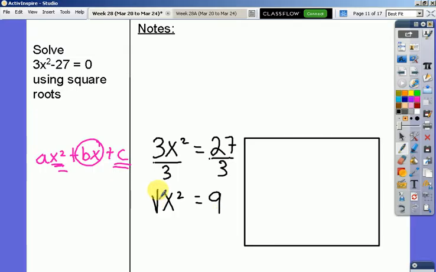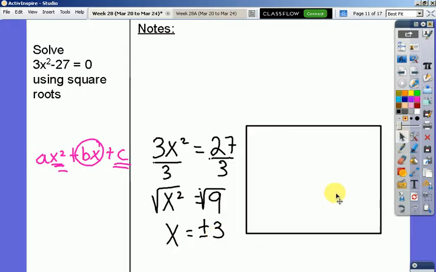Then what do I do? Yes, square root. What happens when I introduce the square root? x equals plus or minus 3. Positive 3 and negative 3. Don't forget that.